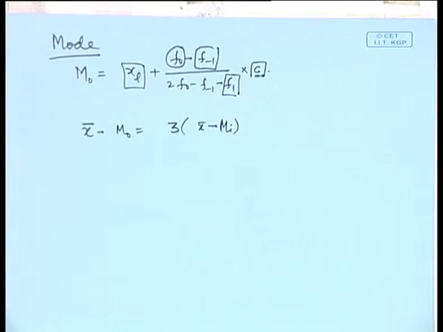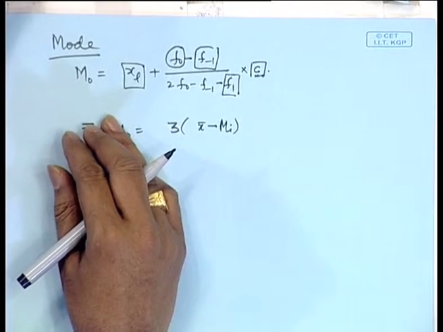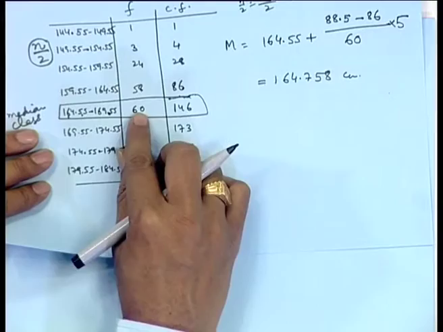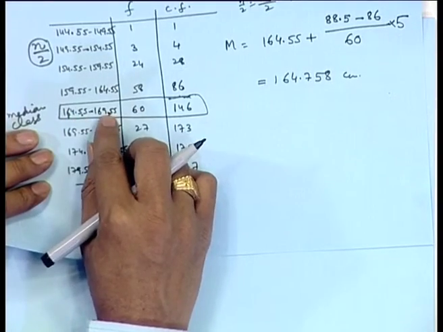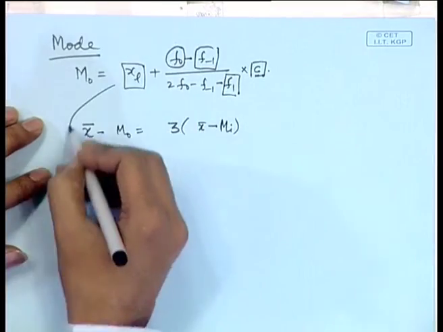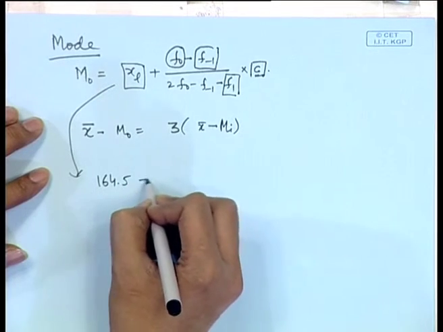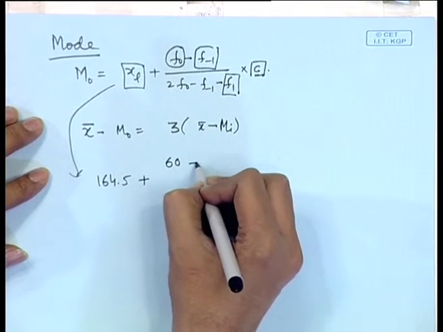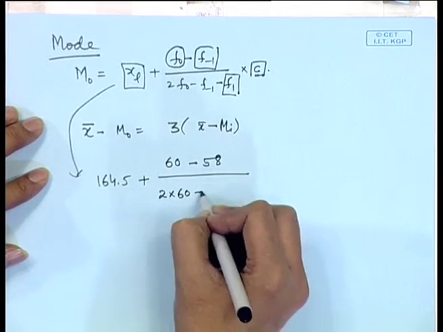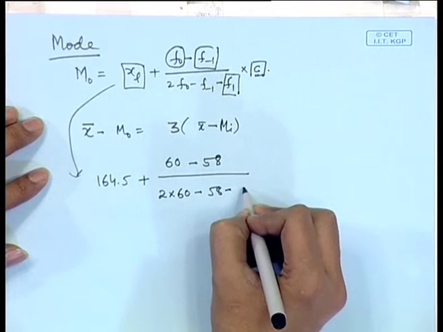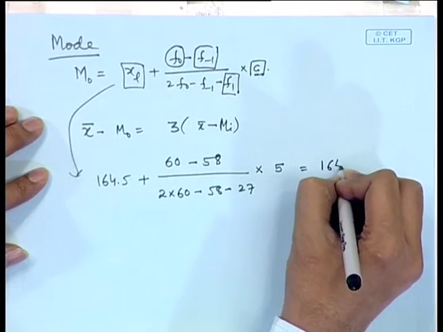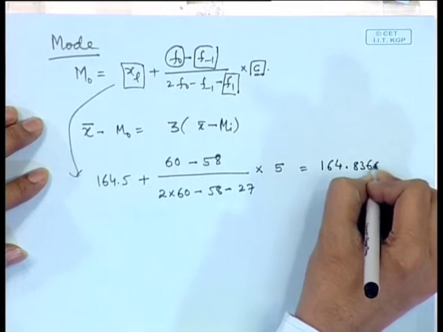If we consider the frequency classified data given in this particular table, then you can easily see that the modal class is 164.5 to 169.5, because this has the highest frequency. So, for this, x_L is 164.5, plus 60 is the frequency of the modal class, 58 is the frequency just before that, then twice f_0 minus f_-1 minus f_1, that is the frequency of the next class, into the length of the class interval. After simplification, it turns out to be 164.836 centimeters.